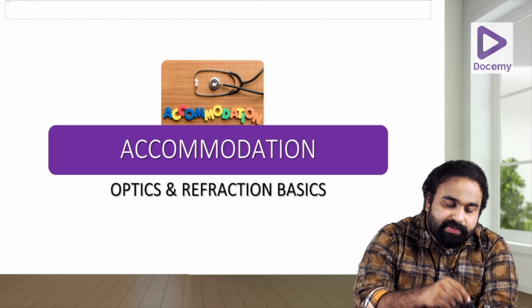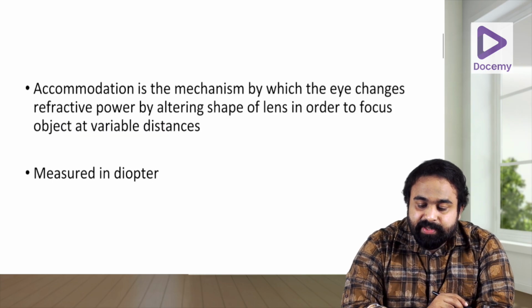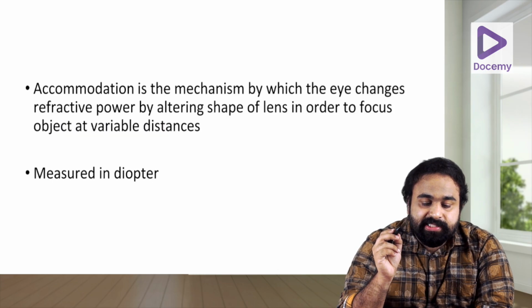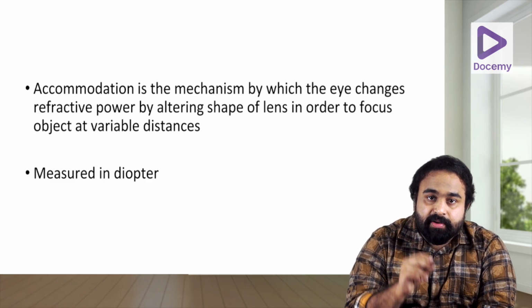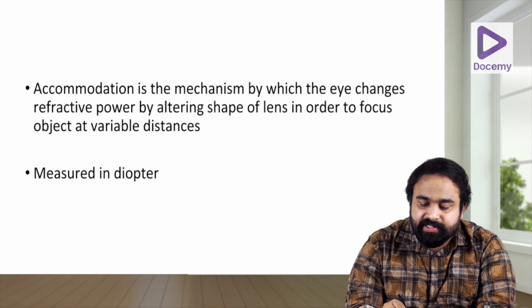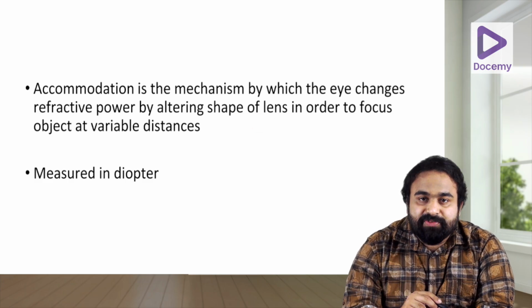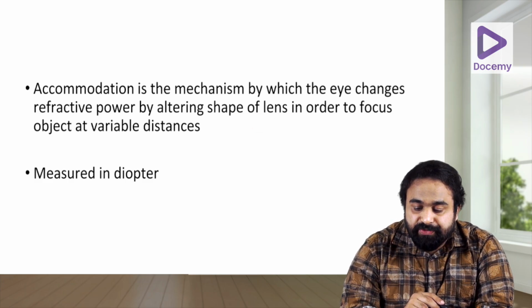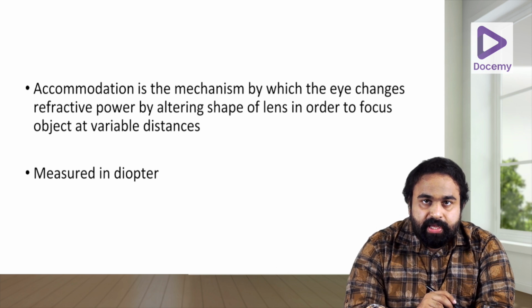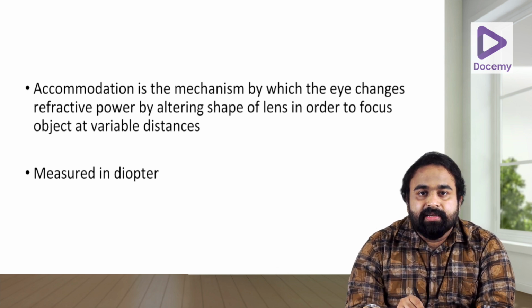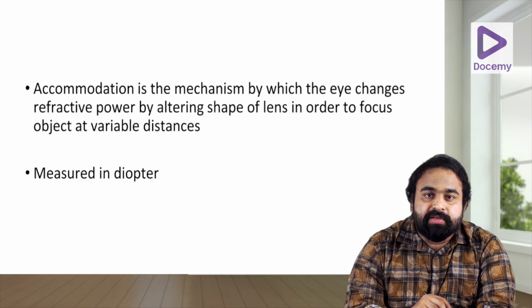Or in other words, accommodation is a mechanism by which the eye changes its refractive power by altering the shape of the lens. I can't alter the shape of the cornea, so by altering the shape of the lens, in order to focus objects at variable distance. And remember, this is measured in diopters.